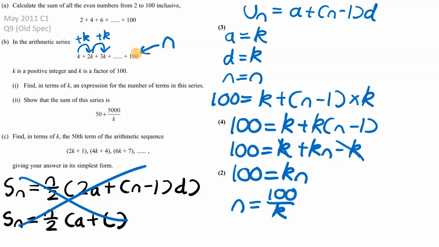So this is the term that 100 is, so therefore as this is the last term, this is the total number of terms in the series. So there are 100 over k terms.